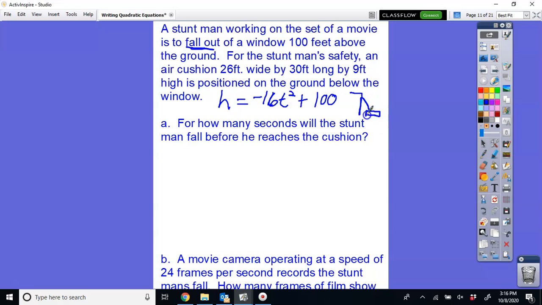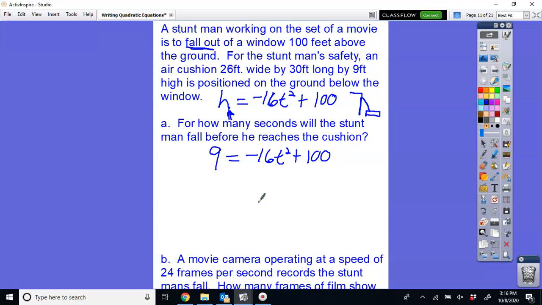Now, obviously, a stuntman is going to have some kind of pillow out. So this problem asks us, what is the time before he reaches the cushion? And the cushion is going to be 9 feet high. So we want to find out when he reaches 9 feet for the height. Now, we're not going to solve that right now because we're just looking at how these equations get set up. We have the cushion that he's falling to from 100 feet, and then we are going to learn how to solve quadratic equations later. So I'm just showing you how these equations are set up right now.